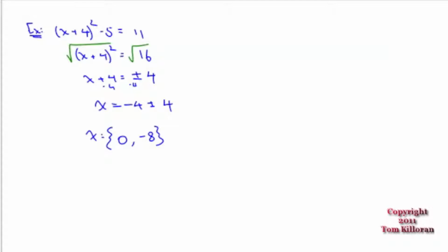Do they both work? Now that's interesting. Take 0, plug it back in. 0 plus 4, 4 squared, 16 minus 5. That's 11. Take negative 8. Negative 8 plus 4, negative 4 squared, 16. 16 minus 5 is 11. So they both work.